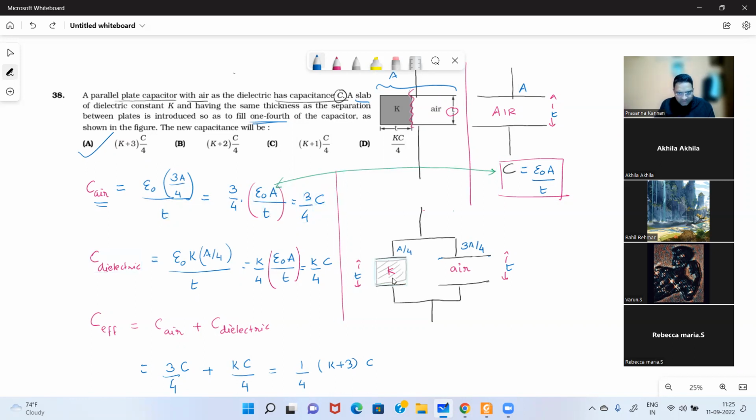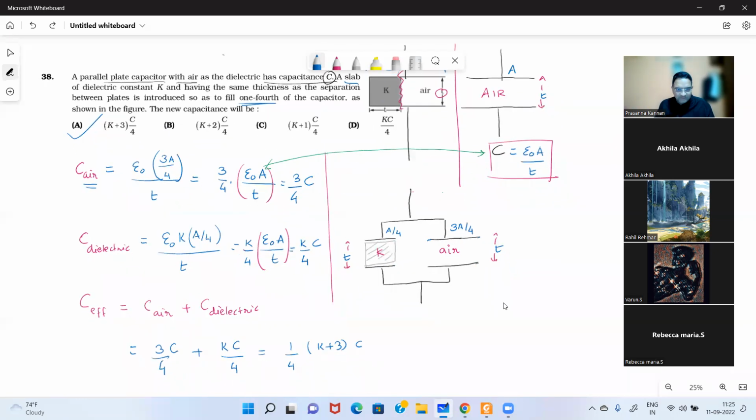Then inside the dielectric, it is going to be epsilon naught K into area by distance. Area is nothing but A by 4 this time. So 1 by 4, K by 4 I'm taking out, then epsilon naught A by T, and epsilon naught A by T is again C. So it's K by 4 C. These two capacitors are connected in parallel. Therefore, the effective capacitance will be simply the addition of the two capacitors, C air plus C dielectric. When you add the two, you take C outside. So K plus 3 divided by 4. So that's going to be the first option.